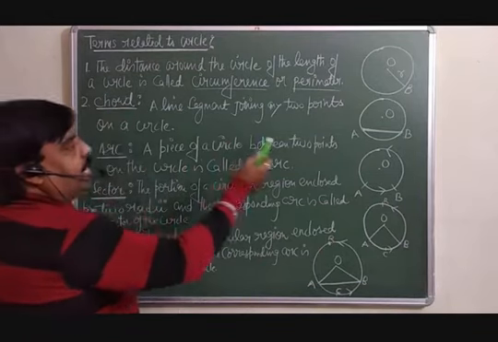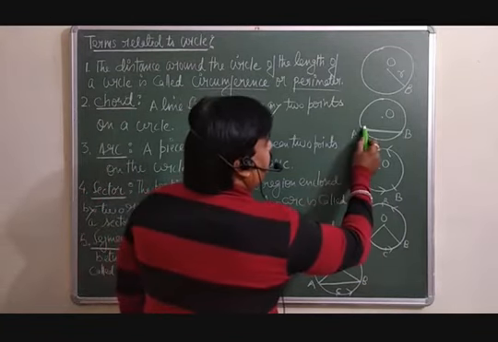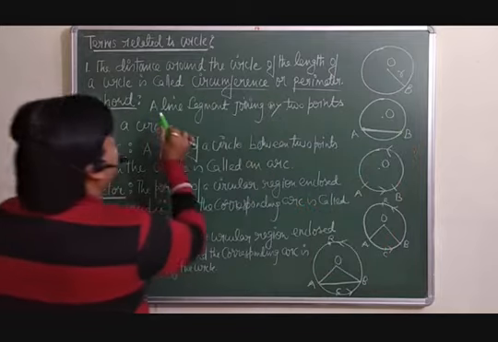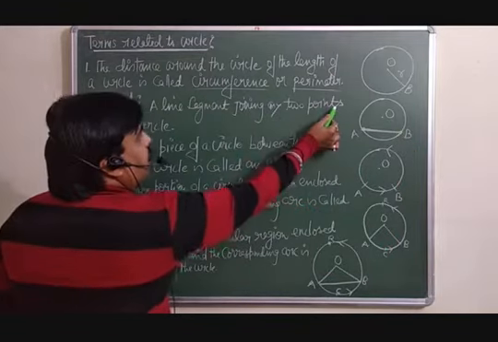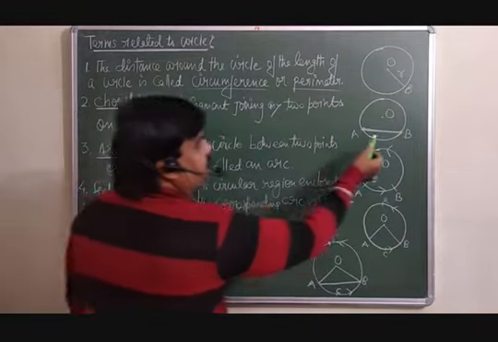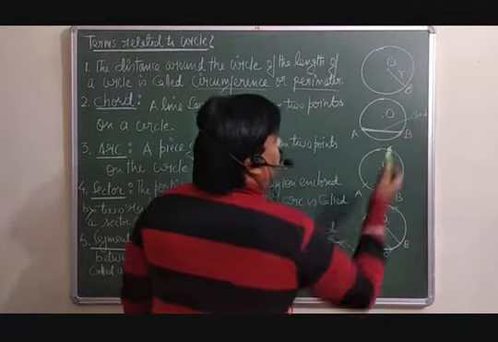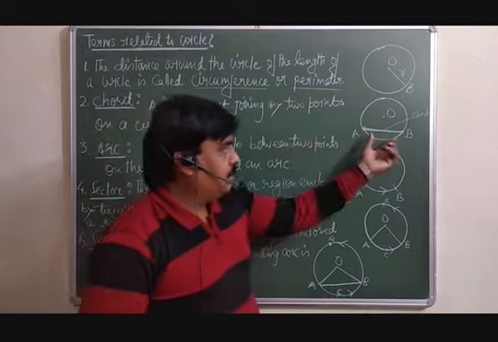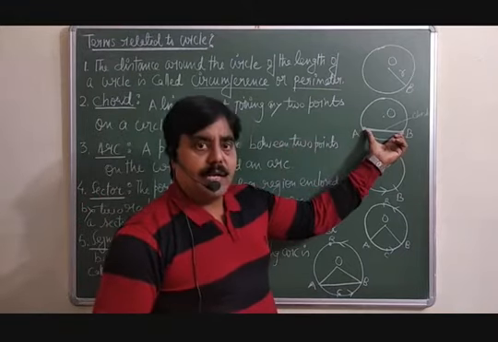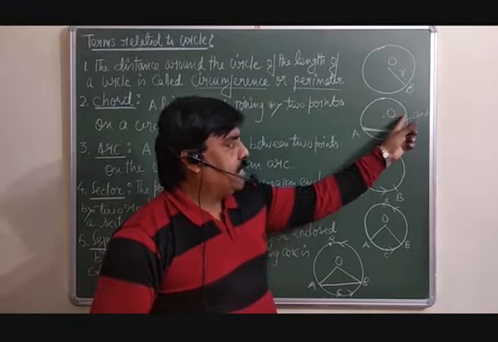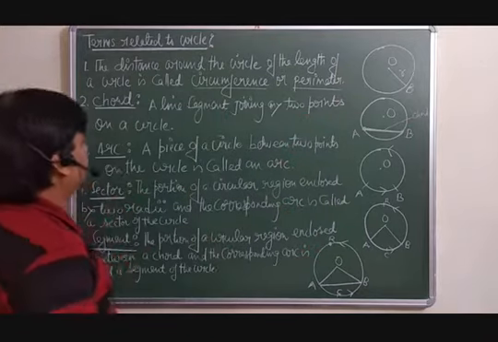Chord is a line segment whose end points lie at the circumference of the circle. Means a line segment joining any two points on a circle is known as a chord. So this is known as a chord. AB is the chord. Any line segment whose end points lie on the circumference is a chord. And diameter is the longest chord. This you already know.